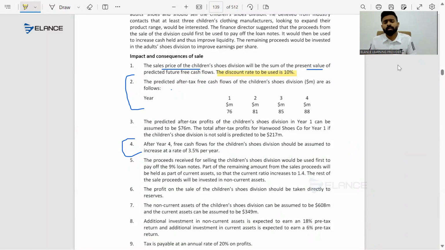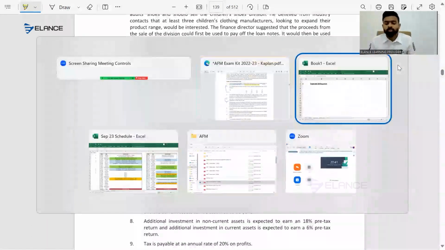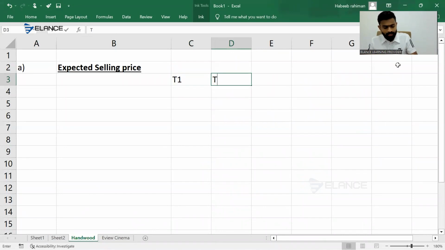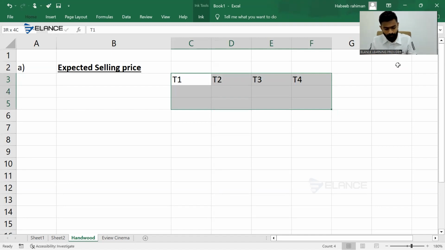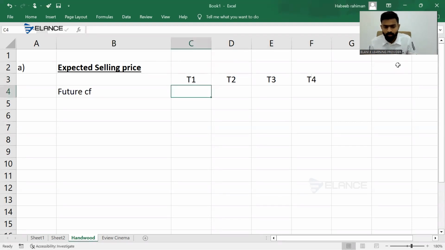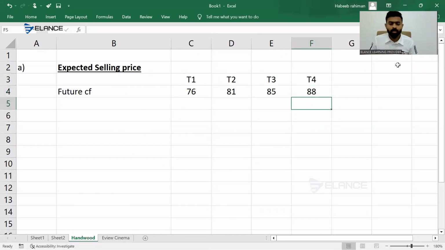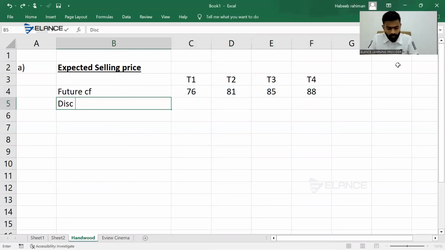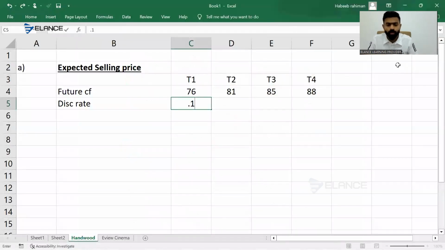So using the cash flow based valuation, what is the concept? Any item's selling price or market price will be equal to the discounted present value of its future cash flow using a discounting rate. So T1, T2, T3 and T4, till T4 only. The expected cash flows given are 76, 81, 85 and 88. These could be discounted at the relevant discounting rate. They said it is 10%, 0.1.